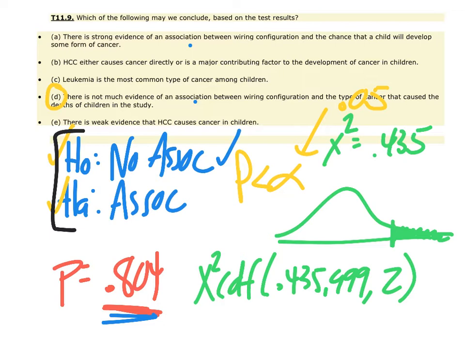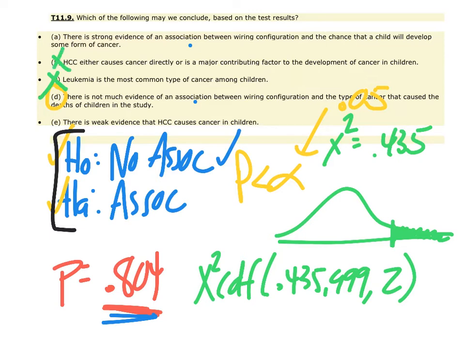and that helps me visualize what the conclusion would actually be. Some of the things to point out on here, for example, C, this option for C is the most common type of cancer. That's not a conclusion we would make based off the test. That just might be an observation that we're seeing from the data. Letter B, HCC either causes cancer directly or is a major factor. We clearly can't say that.